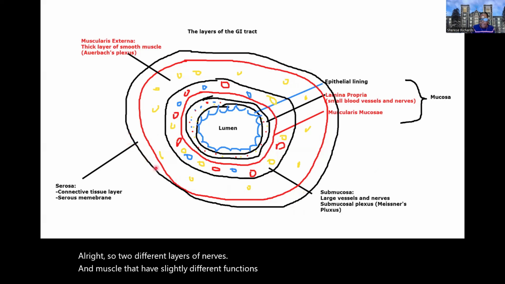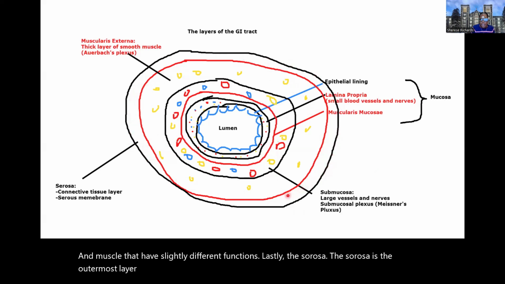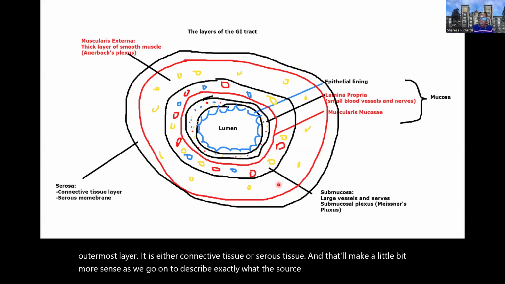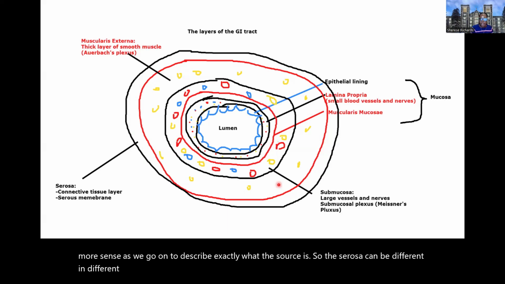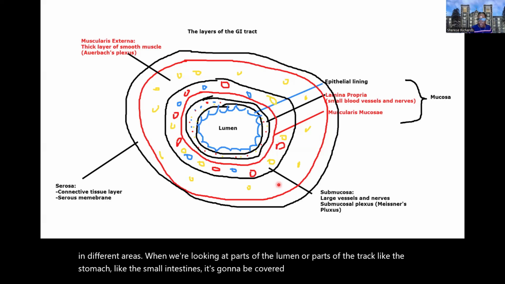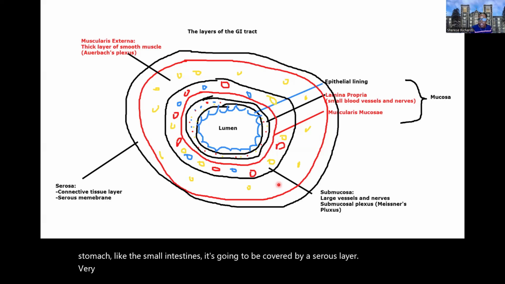Lastly, the serosa. The serosa is the outermost layer. It is either connective tissue or serous tissue. And that'll make a little bit more sense as we go on to describe exactly what the serosa is. So the serosa can be different in different areas. When we're looking at parts of the tract, like the stomach, like the small intestines, it's going to be covered by a serous layer, very thin layer that actually makes serous fluid.